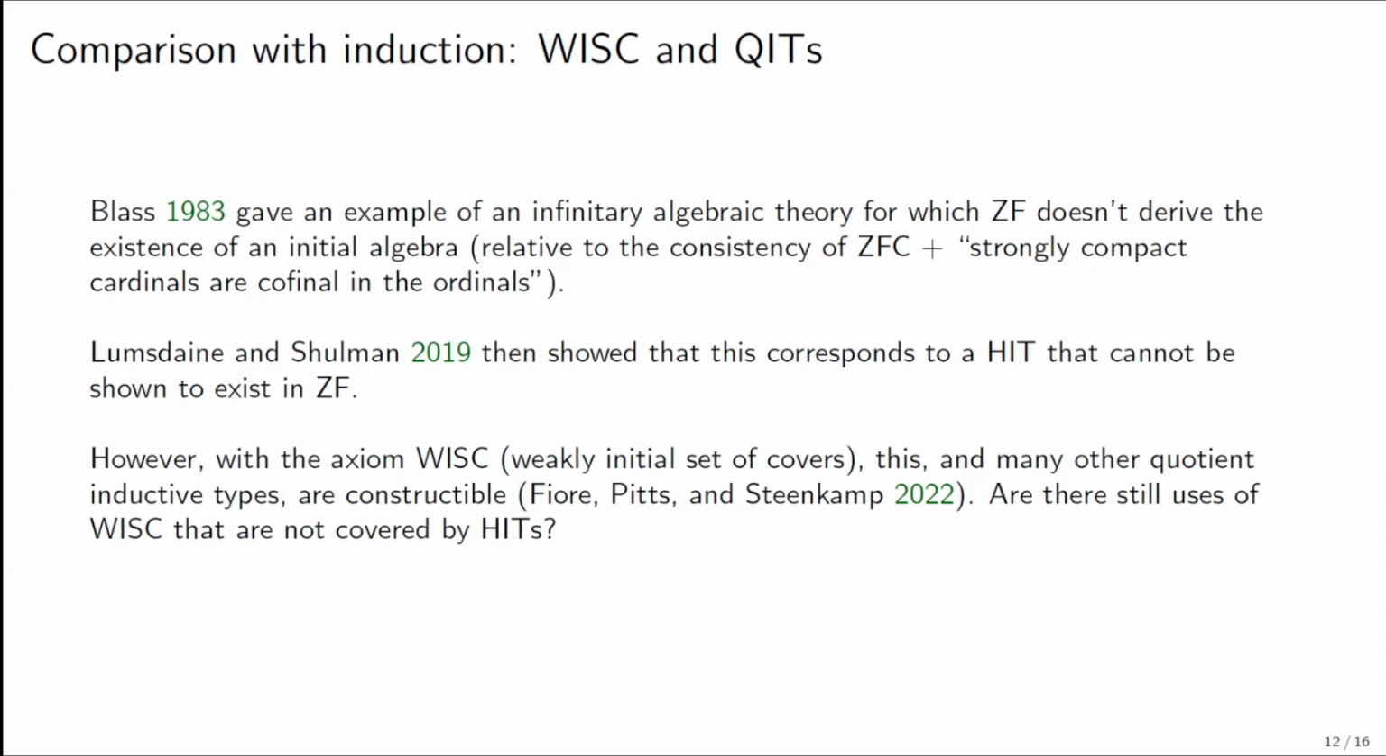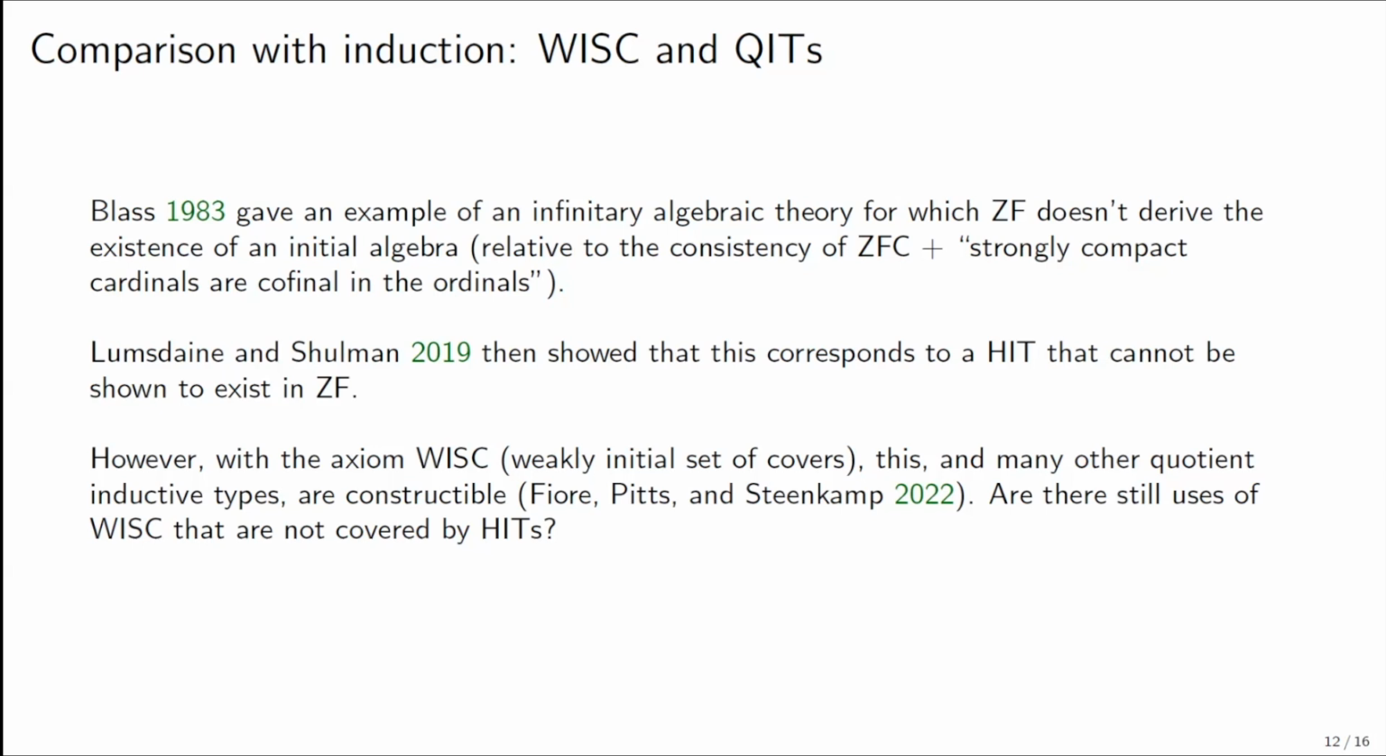So you cannot expect to have these higher inductive types even in a quite strong classical system without choice. But there's a very weak notion of choice that allows you to construct these higher inductive types, namely the axiom WISC, or sometimes called the axiom of multiple choice. WISC stands for weakly initial set of covers. It says that for any small set, there is a set of surjections onto it, such that any surjection factors through one of the ones in your small collection of covers.